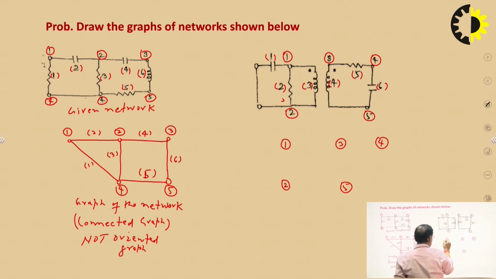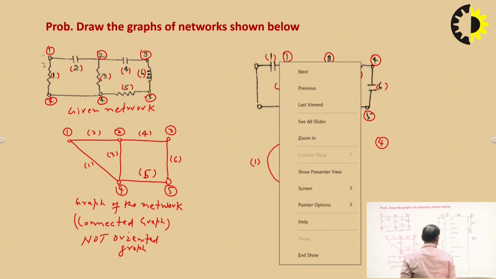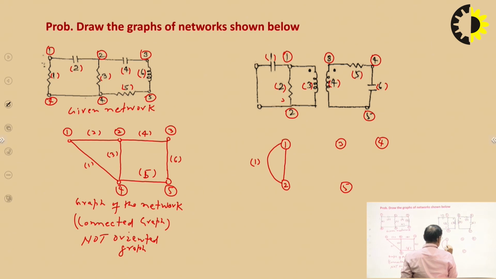So this is 1. Branch 2 is also between 1 and 2. So it is also from 1 and 2. This is 2. Branch 3 is also in between 1 and 2.